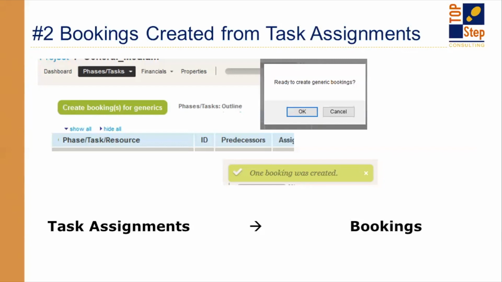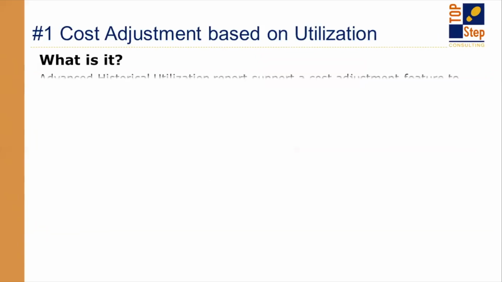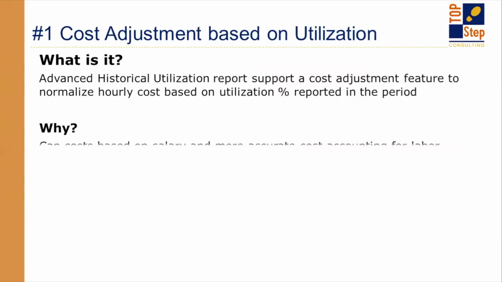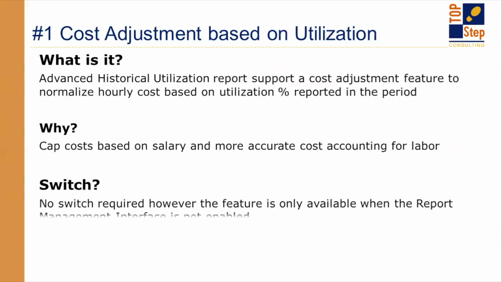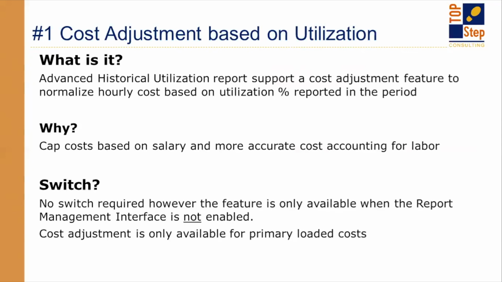Now, the final one that I want to talk about is one of my favorites. And it's called the cost adjustment based on utilization. So tracking cost in OpenAir, especially labor. This is related to labor, right? Like hours in the system.